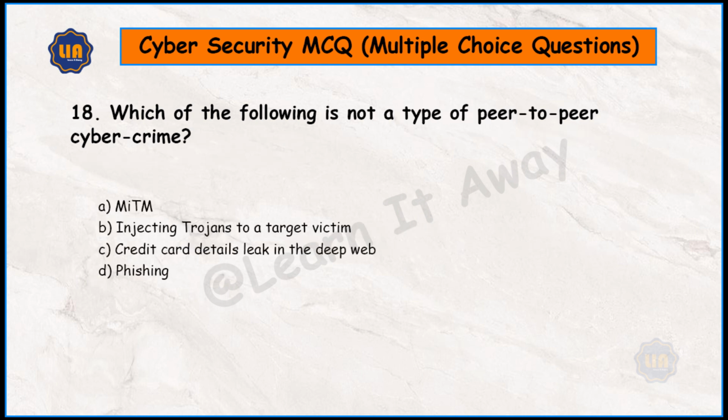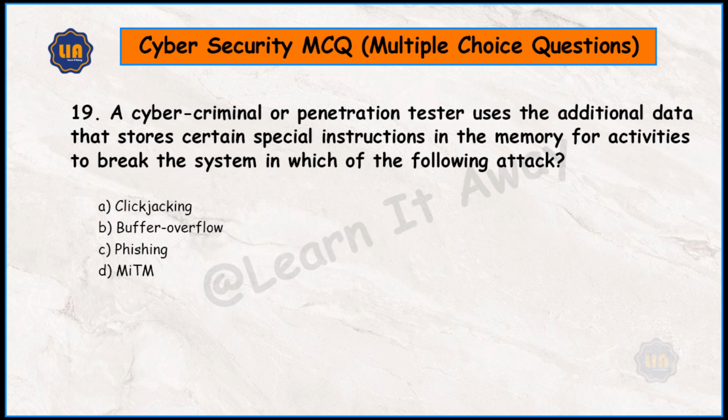18. Which of the following is not a type of peer-to-peer cybercrime? A. MITM. B. Injecting Trojans to a target victim. C. Credit card details leak in the deep web. D. Phishing. Answer. C.